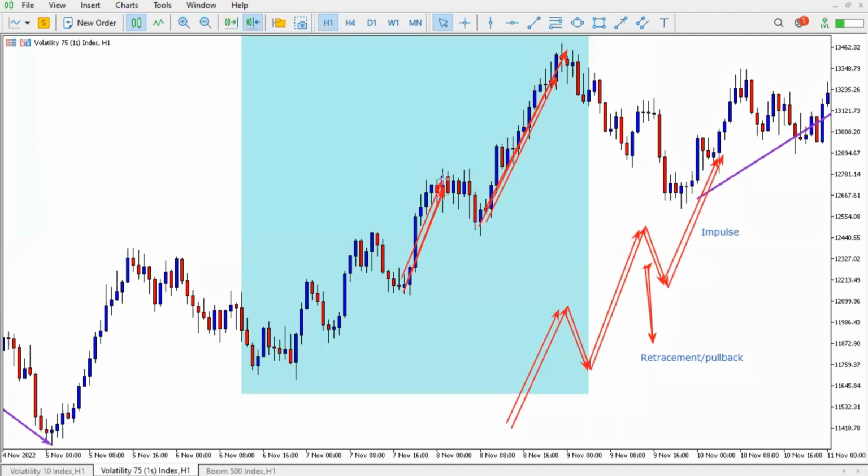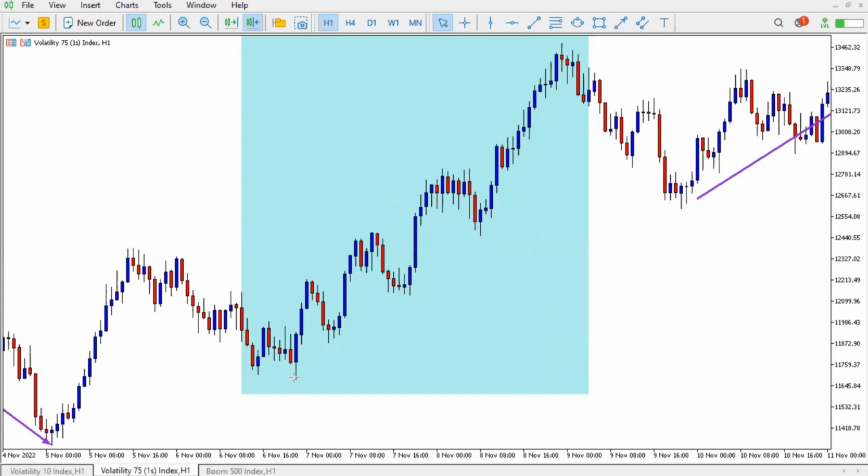So the ones that are moving in the direction of the trend are regarded as impulse, while the ones that are pulling back from the direction of the trend is called retracement. For every movement upwards, there will always be a pullback. It is that pullback that grants you the opportunity to join the buy. So I will clean all this and explain what I just said now.